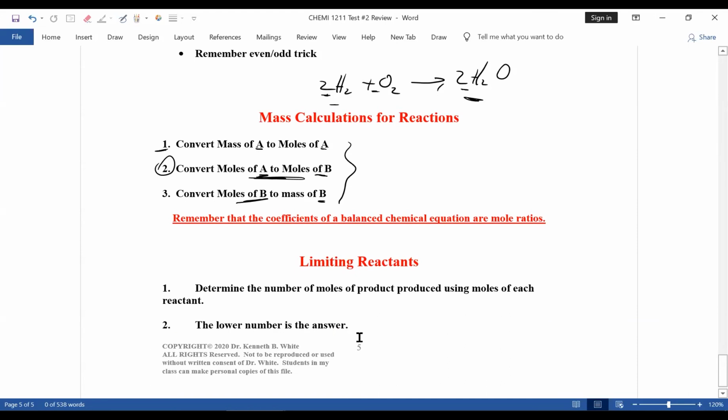Finally, limiting reactants, that's when you react 2 things together and one of them runs out first, just like the pen caps and the pen bodies I've talked about. And how do you do that? Determine the number of moles of product produced using moles of each reactant. Then if you have 2 reactants and you look at the 2 numbers you make, the lower one of those is always the correct answer. And that's everything you wanted to know about test number 2. No, not really. Let's do one more thing.